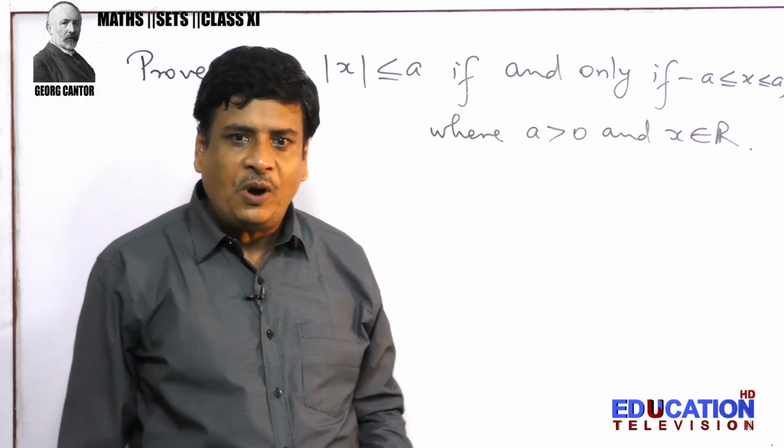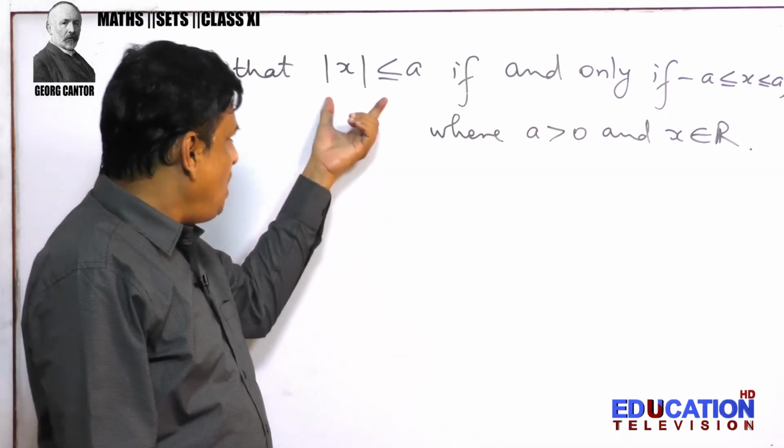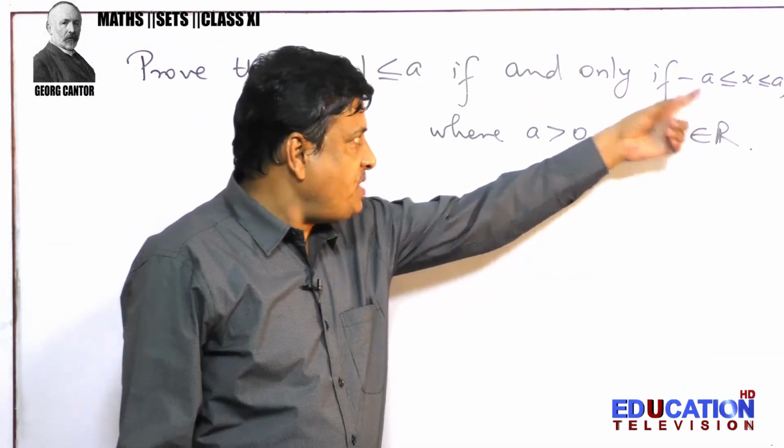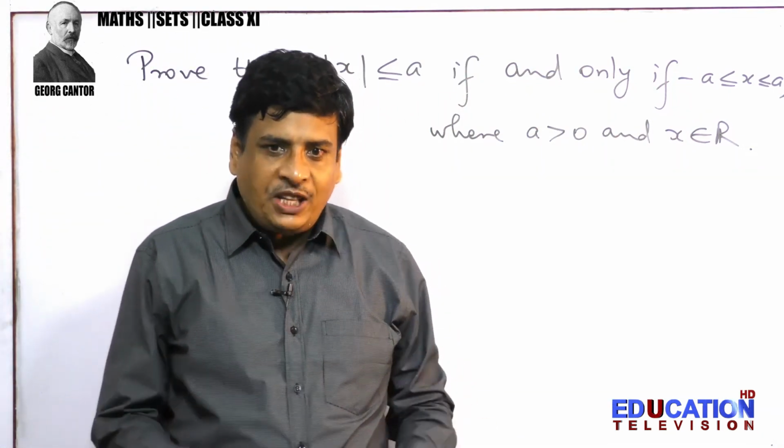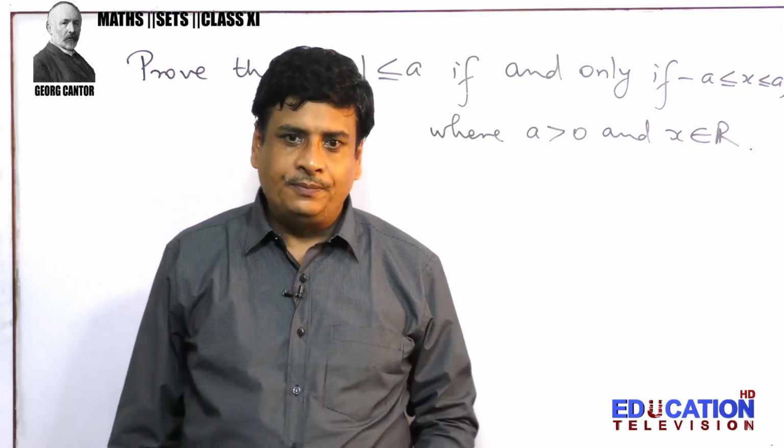It is the combined form of two questions. If this, then this result. If this, then modulus x less or equal to a. So, when you combine them, the proof will be completed.